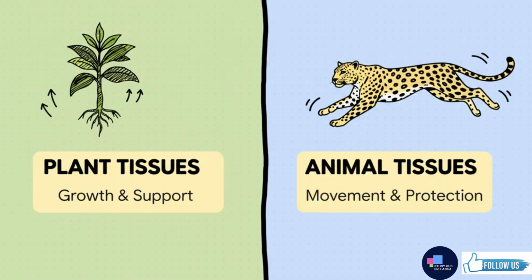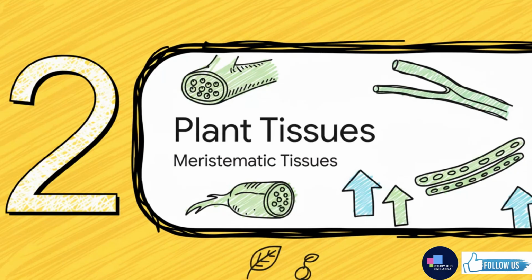Now, in the world of living things, we're going to focus on two huge categories, plants and animals. And as you can imagine, their tissues are built for totally different ways of life. Plant tissues, they're all about growing, staying upright, and making their own food. Animal tissues, on the other hand, are geared towards things like moving around, coordinating everything, and protecting the body. So, we'll be looking at both of these big groups today. Let's start with the plants.